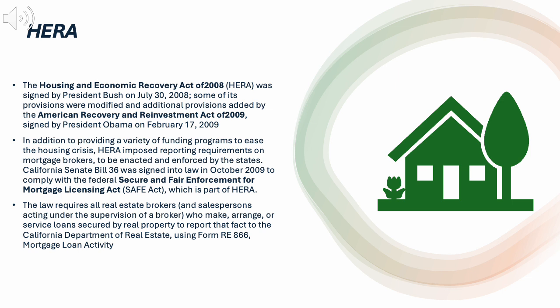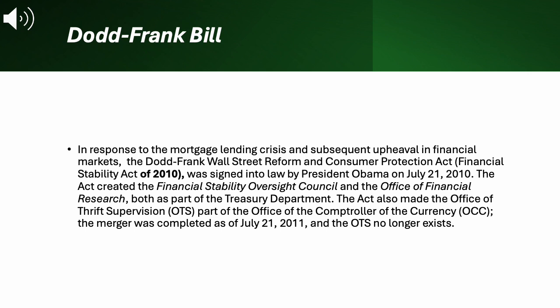California Senate Bill 36 was signed into law in October 2009 to comply with the federal Secure and Fair Enforcement for Mortgage Licensing Act (SAFE Act), which is part of HERA. The law requires all real estate brokers and salespersons acting under the supervision of a broker who make, arrange, or service loans secured by real property to report that fact to the California Department of Real Estate using Form RE 866, Mortgage Loan Activity. Dodd-Frank Bill.